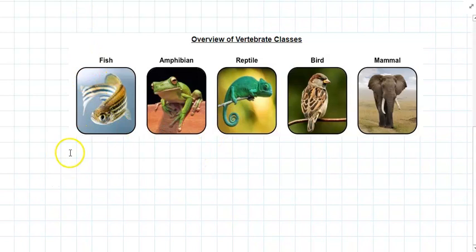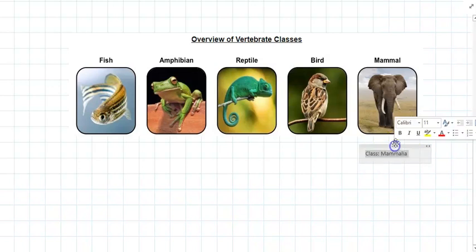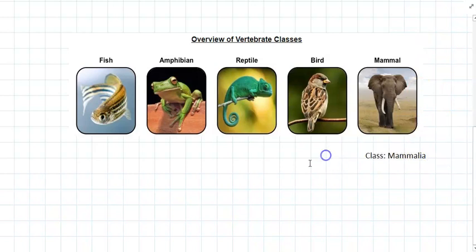And actually, these 5 groups have a scientific or Latin name, which you should also be familiar with. The mammals, their scientific name is class Mammalia. That's an easy one to remember. The birds are actually called class Aves, and that's where the word aviary comes from, where you keep birds.